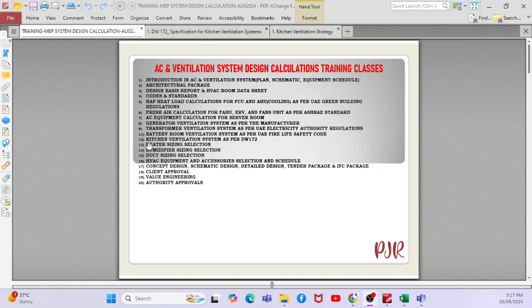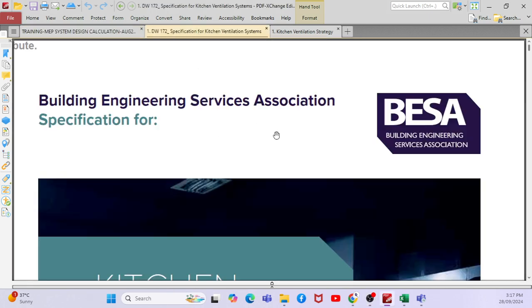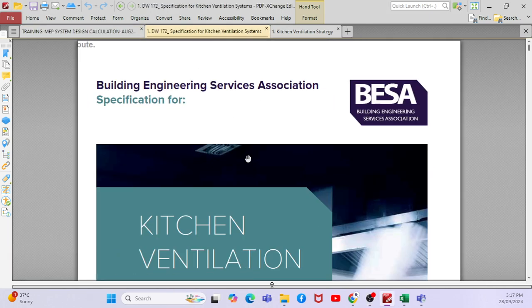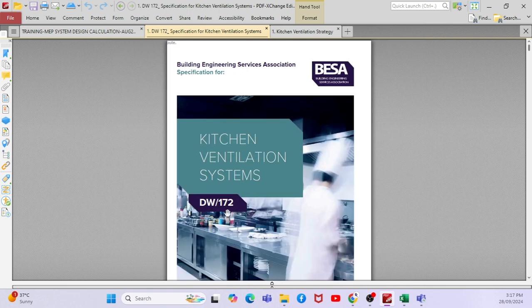Today we will talk about kitchen ventilation and air conditioning system. Both, we will look into that calculation part. There is one standard for the kitchen application. You can see DW 172, kitchen ventilation system.